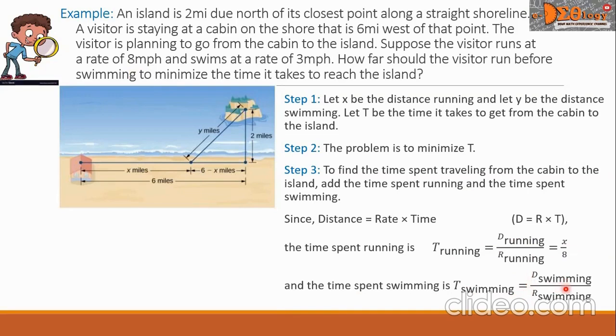D sub swimming over R sub swimming. And the value here would be y over 3. This 3 here is given from the problem, which is the rate of swimming, and that is 3 miles per hour. Therefore, the total time spent traveling is T sub total equals x over 8 plus y over 3. We regard this as equation 1.